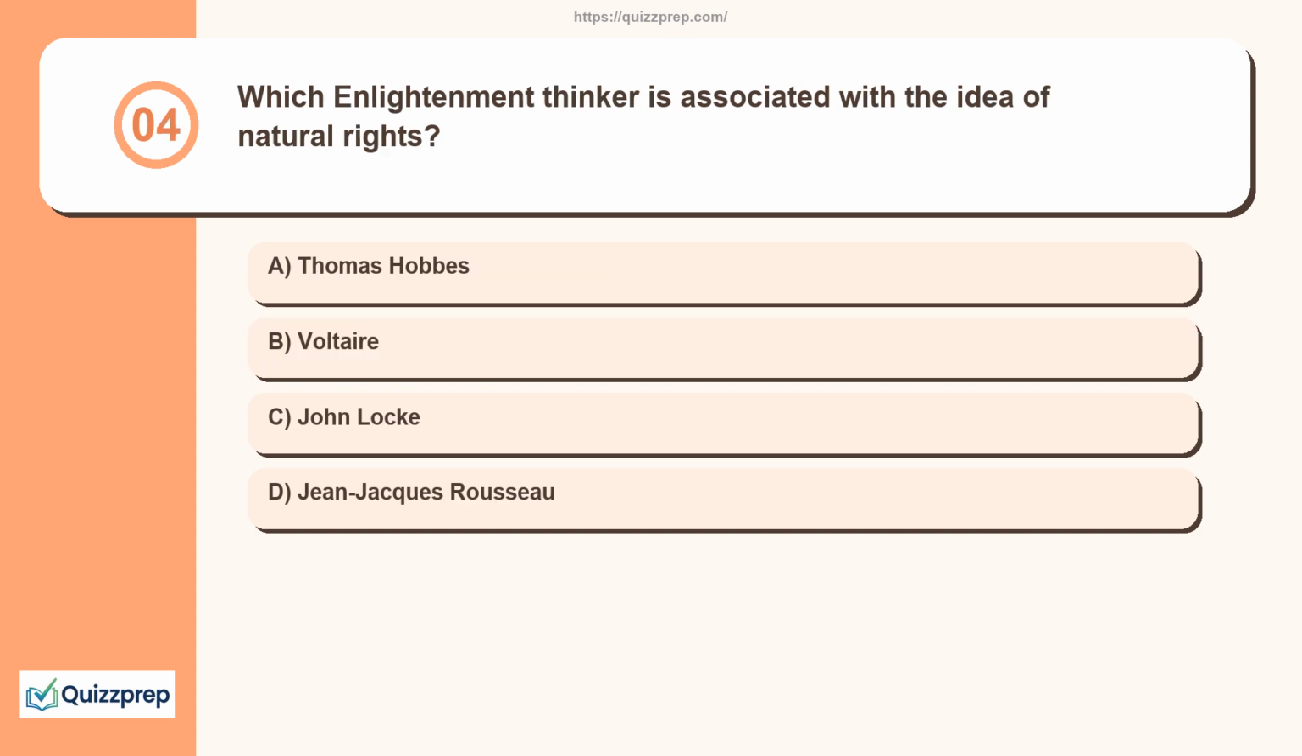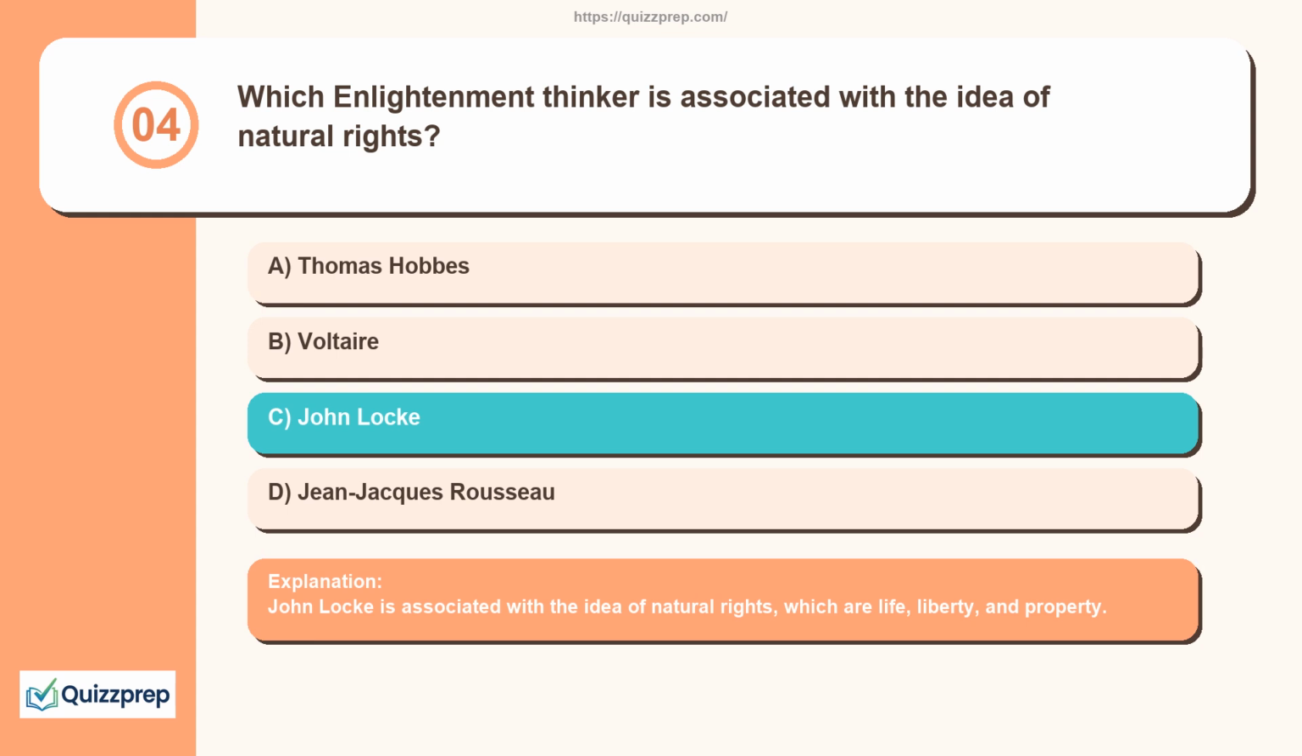Question 4. Which Enlightenment thinker is associated with the idea of natural rights? Thomas Hobbes, Voltaire, John Locke, Jean-Jacques Rousseau. John Locke is associated with the idea of natural rights, which are life, liberty, and property.